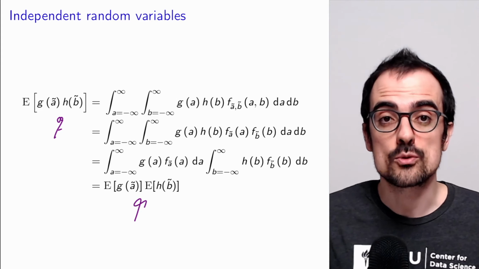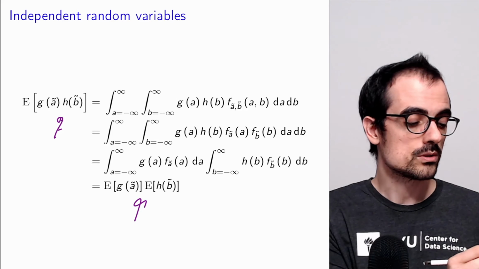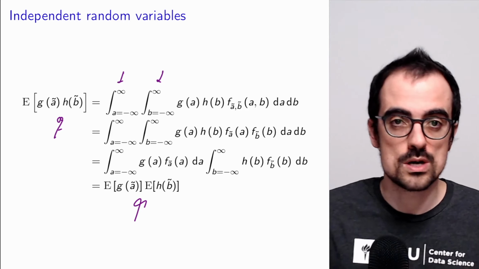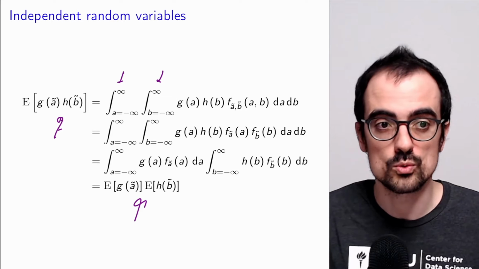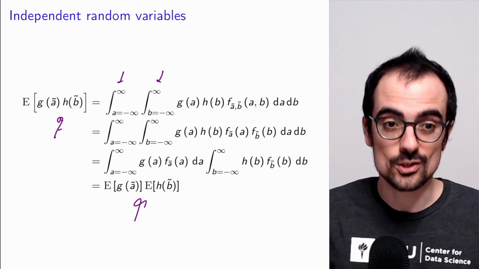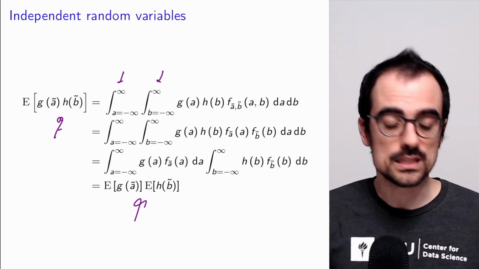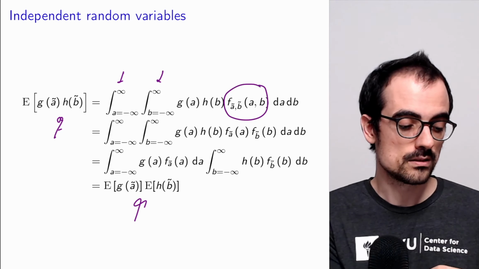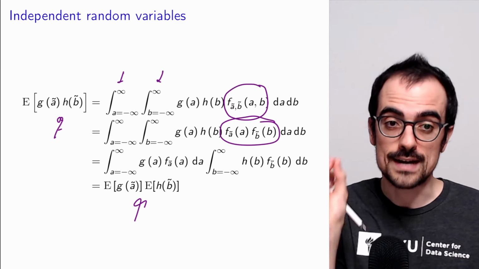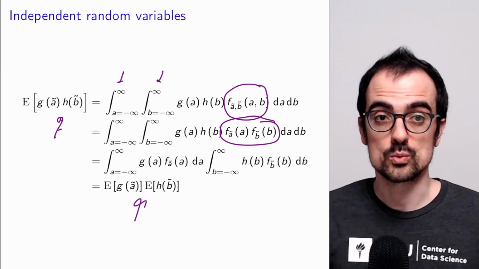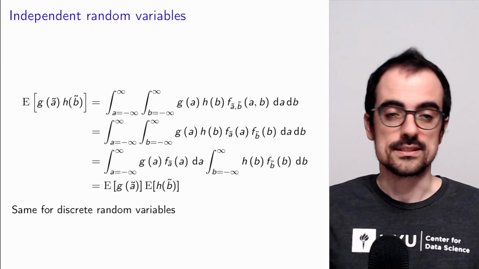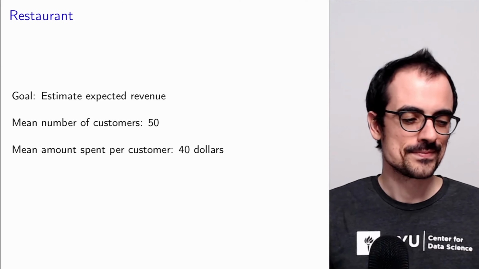Notice that if we had discrete random variables, these integrals would have been replaced by sums, and we would have essentially the same situation, where the mean of the product of the functions of the two discrete random variables would be equal to the product of their means. This, of course, only works if you have independence, because we need the joint PDF, or the joint PMF in the case of discrete random variables, to factorize into the two marginals, which only happens if we have independence.